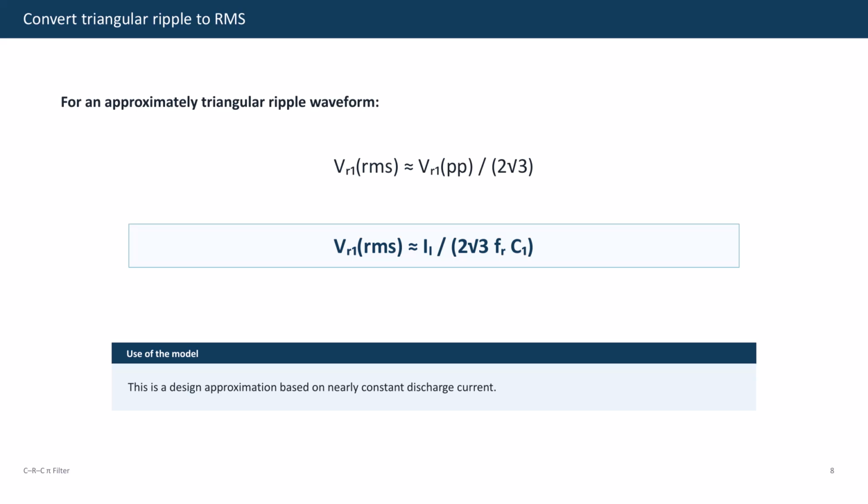The RMS value of a zero-mean triangular waveform equals its peak-to-peak value divided by 2√3. Substituting the earlier result gives the RMS ripple as load current divided by 2√3 times ripple frequency and C1. This relation is particularly useful when selecting C1.